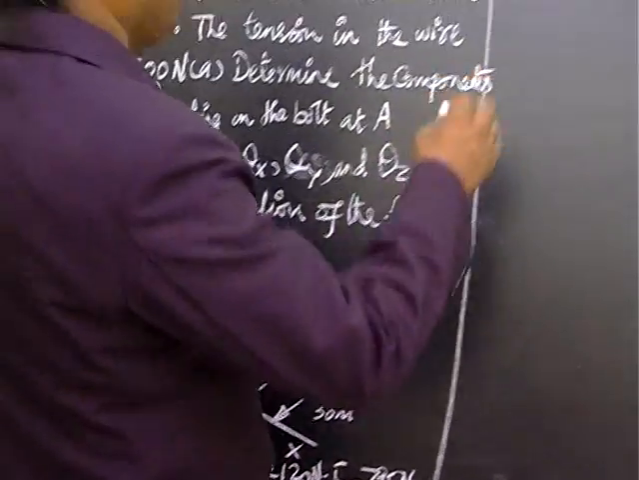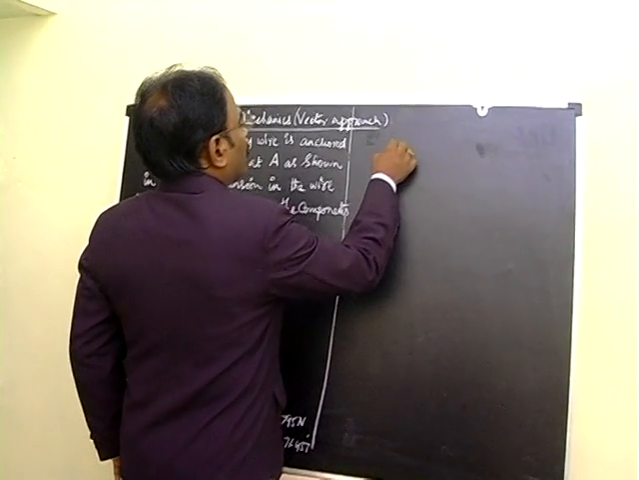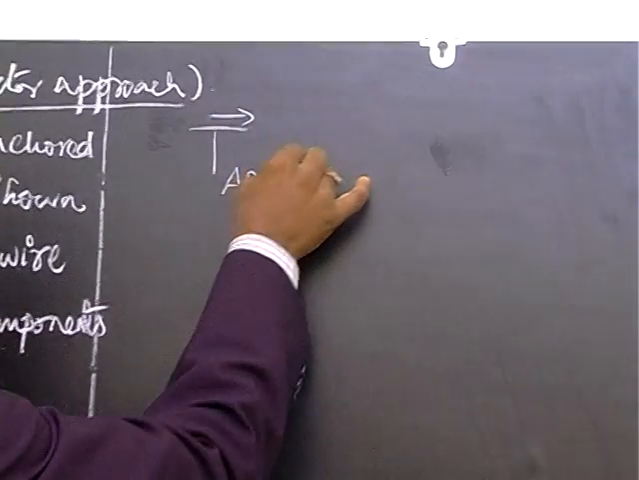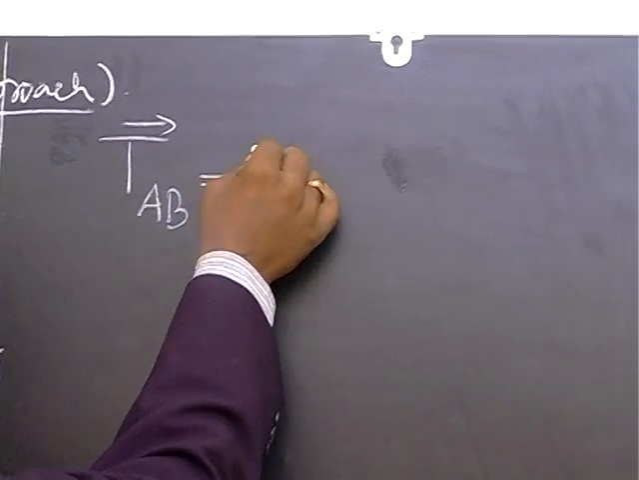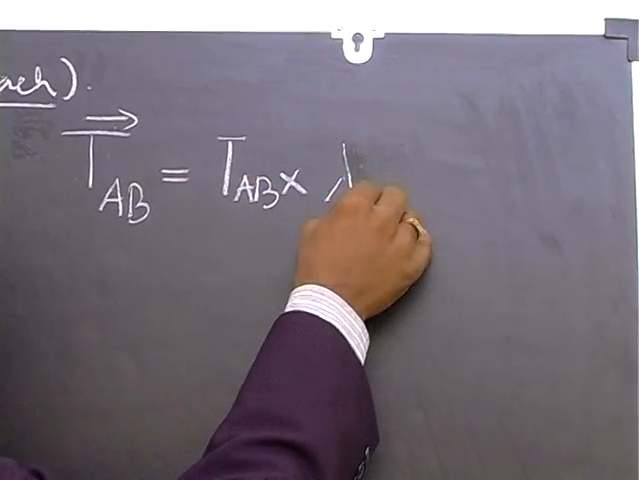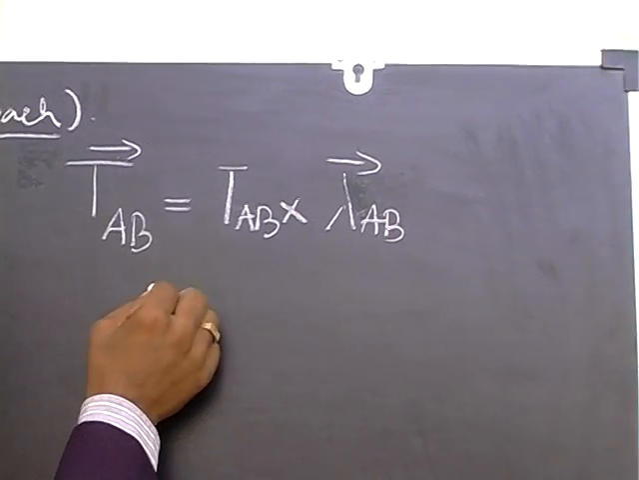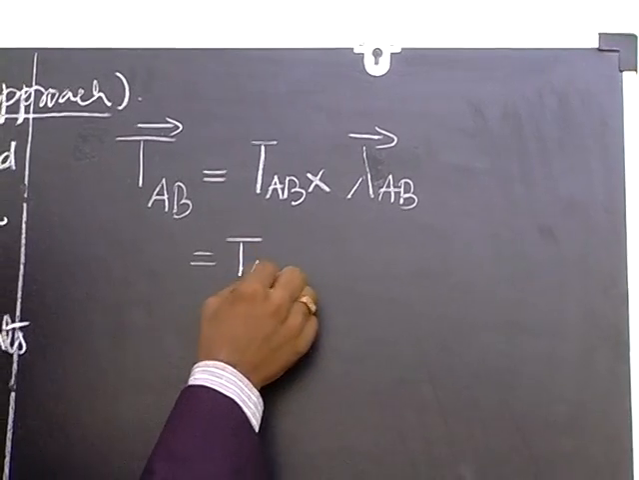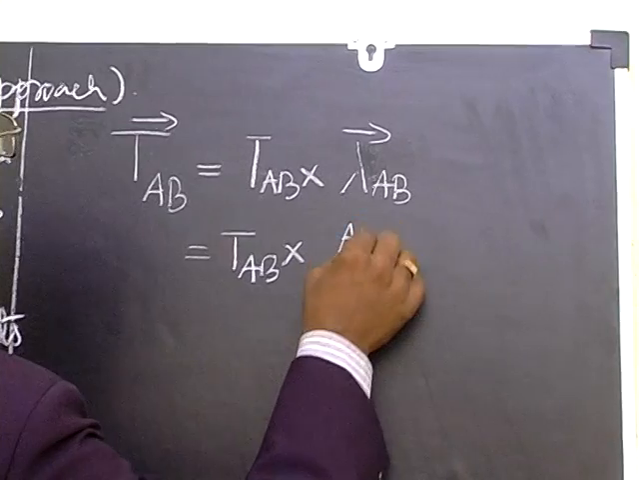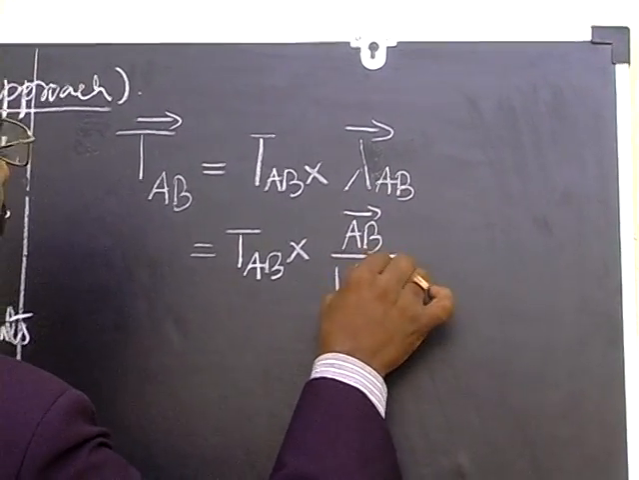We know how to express a force vector in terms of distance vector. Here we have to calculate the tension vector AB. The formula is very simple. We have to take the tension component TAB multiplied by the respective unit vector lambda AB. It is further simplified as tension AB. The unit vector is expressed as distance vector AB by magnitude of AB vector.